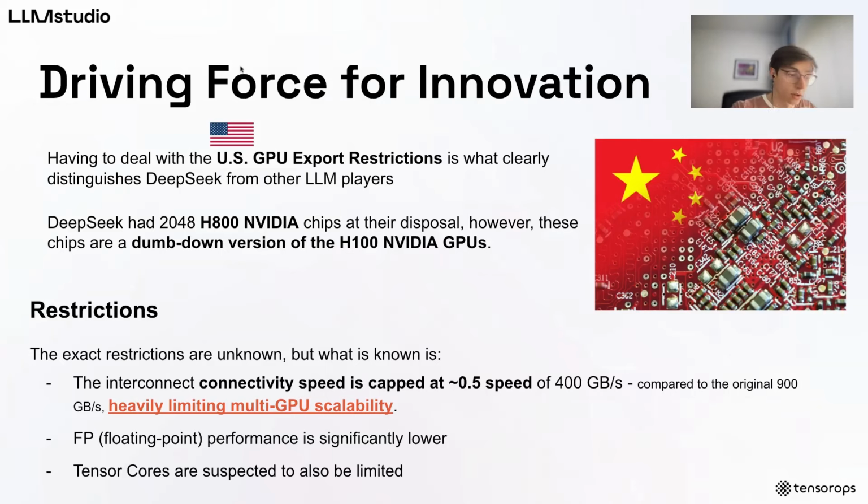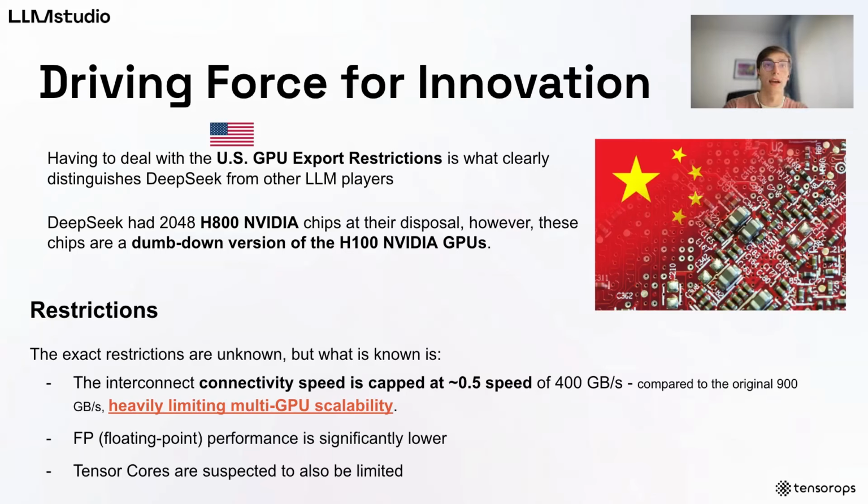The key thing that I wanted to note is what is making DeepSeek have to optimize so much? What's the driving force for innovation? Well, like I hinted at before, it is having to deal with the US GPU export restrictions. It does have a high impact.